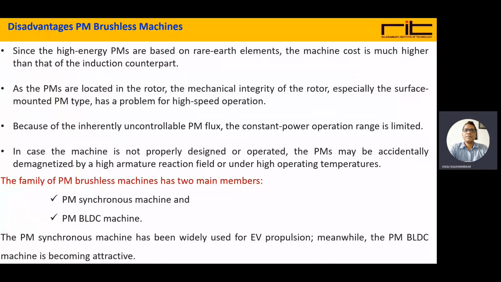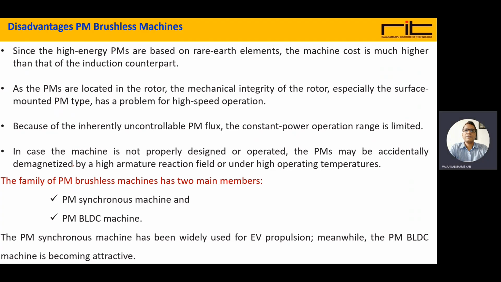Disadvantages of permanent magnet brushless machine. Since the high energy permanent magnets are based on rare earth elements, the machine cost is higher than that of the induction counterpart or its opponent. As the permanent magnets are located in the rotor, the mechanical integrity of the rotor, especially the surface mounted permanent magnet, has a problem at high speed operation. Because of the inherently uncontrolled permanent magnet flux, the constant power operation range is also limited.